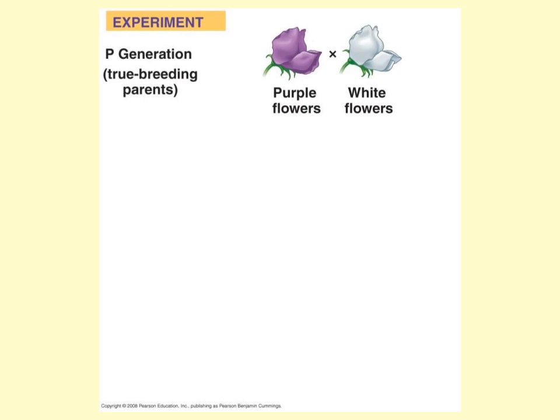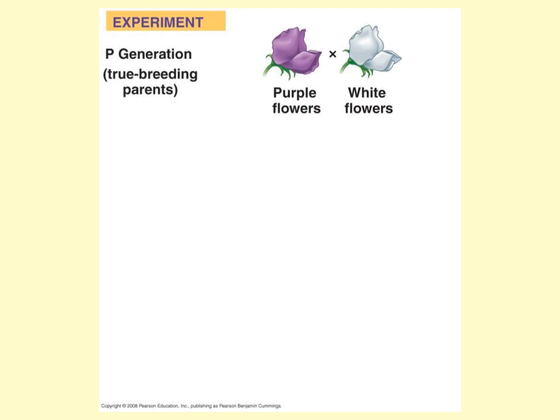So Mendel would breed these P generation plants. He made sure they were true breeding. That means if crossed with another plant with the same trait, all the offspring would have that trait. For example, a plant with white flowers is crossed with another white-flowered plant. Only white-flowered offspring are produced. The P generation plant would be considered true breeding.